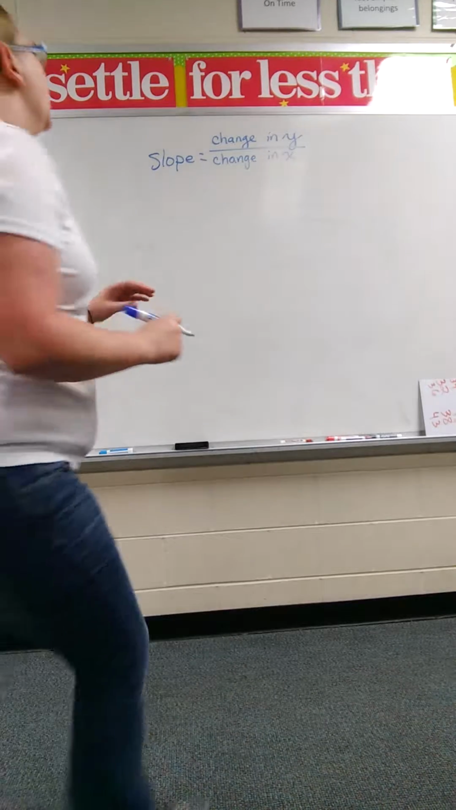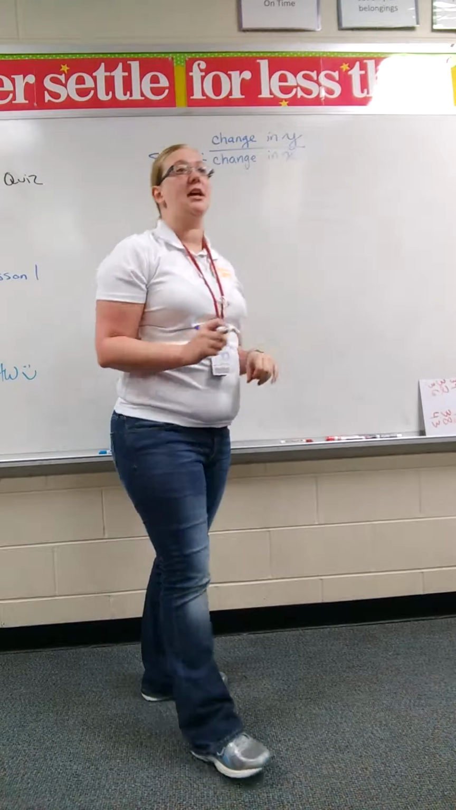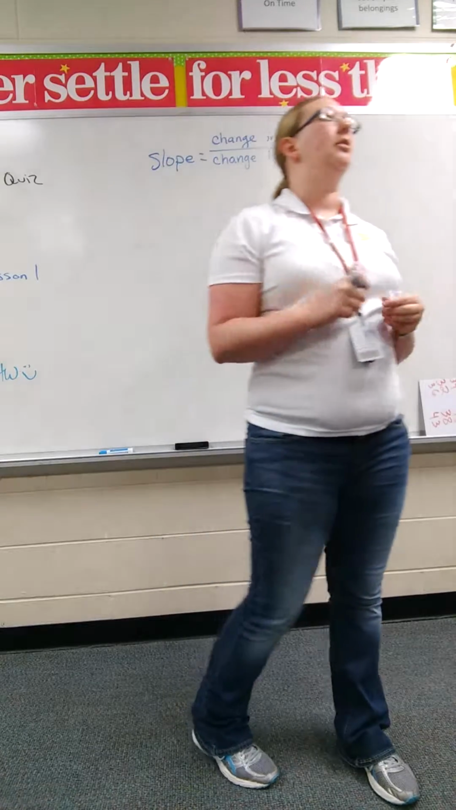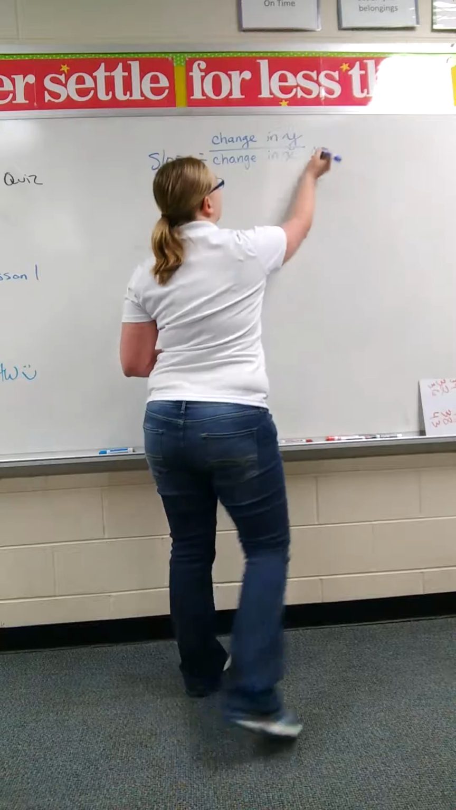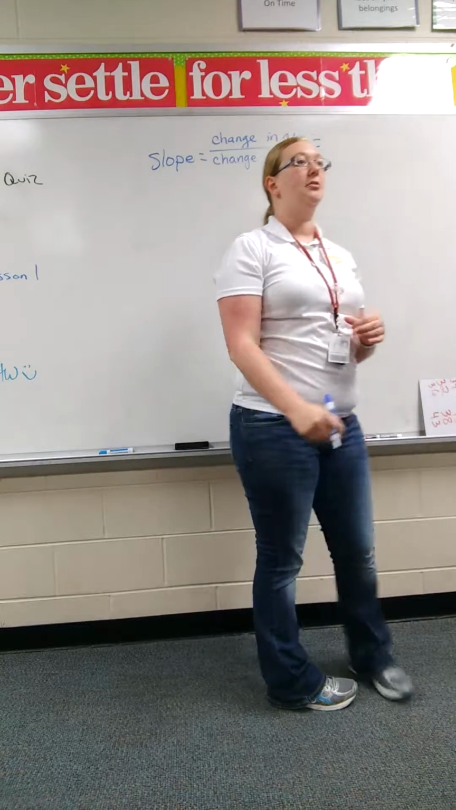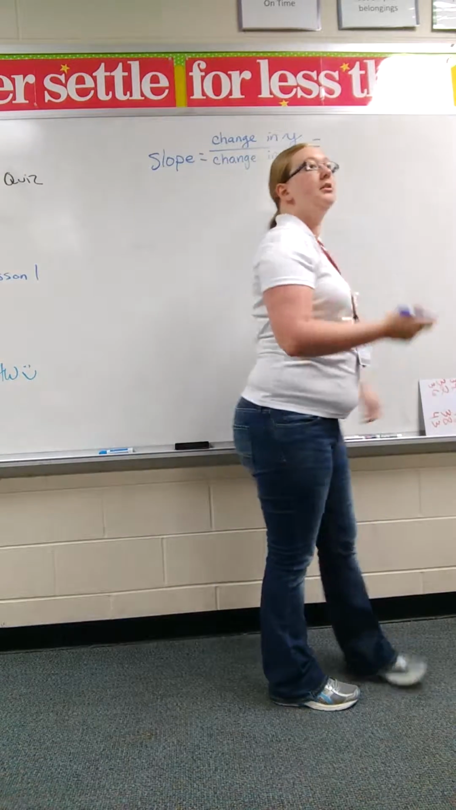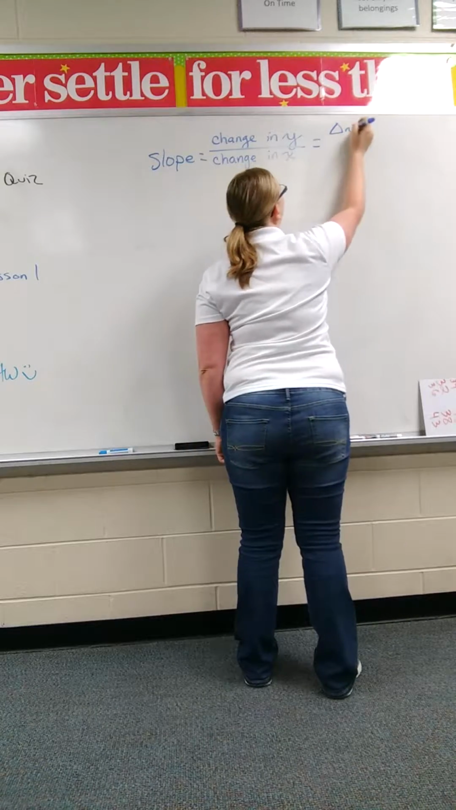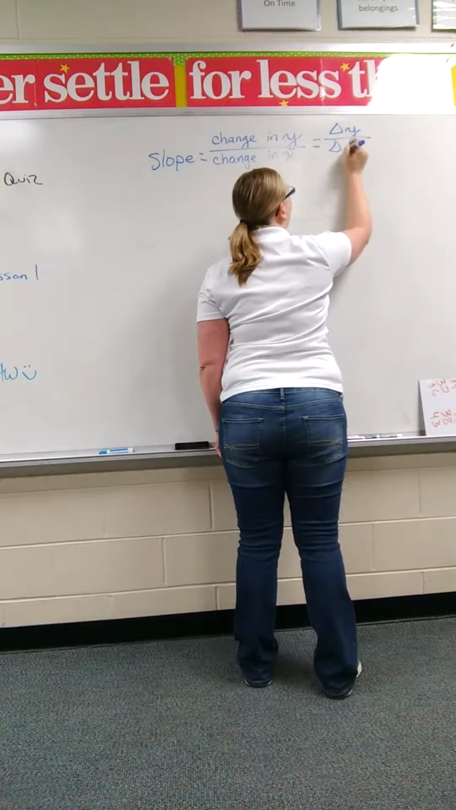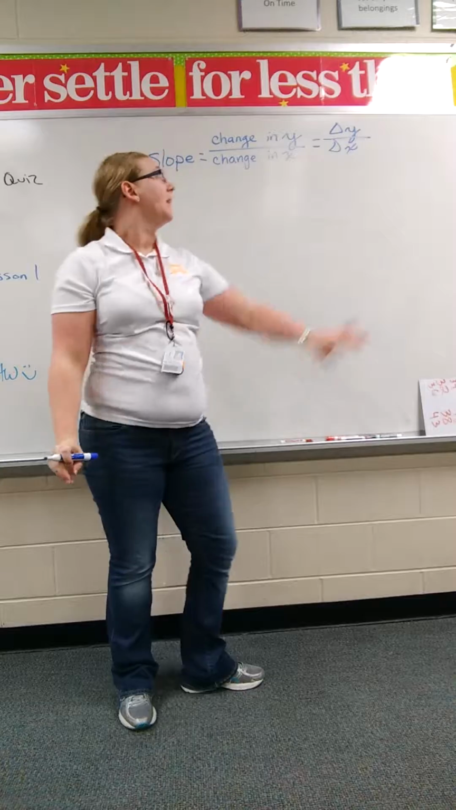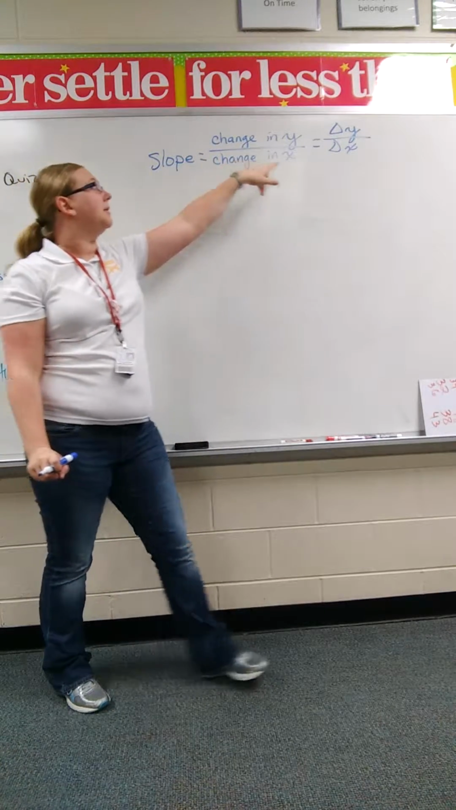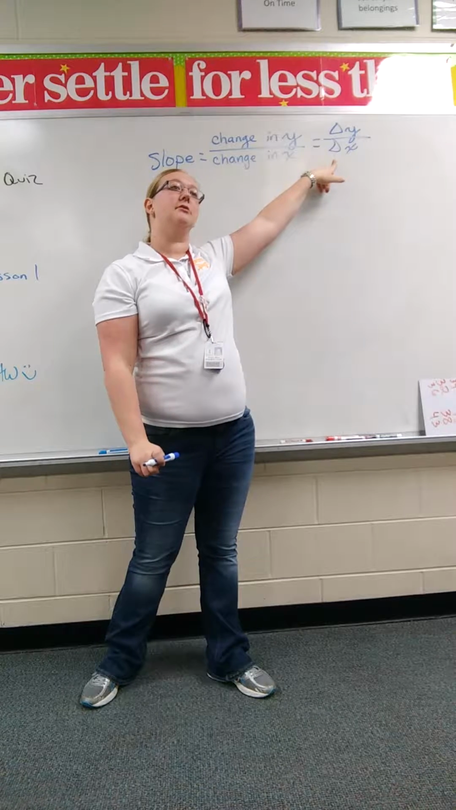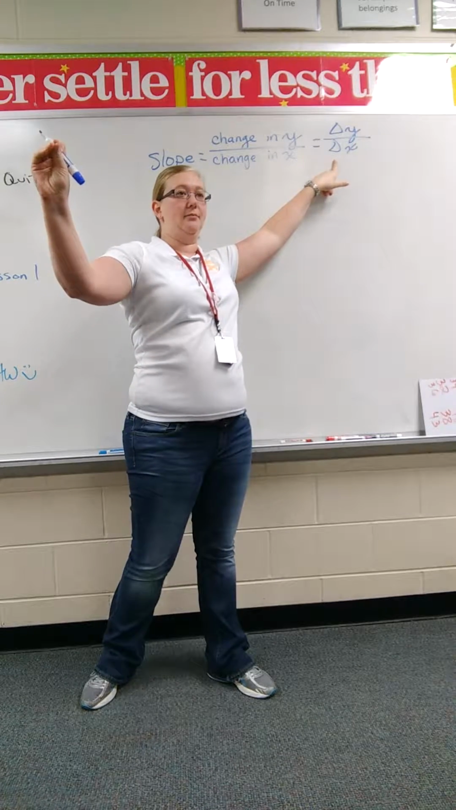Correct. Okay, so instead of writing out change in all the time, there's a Greek letter that we can use instead. And that Greek letter is delta. And delta looks like a triangle. So we can say the triangle y divided by the triangle x. This means the exact same thing as this. But in this instance, we're using a triangle to represent the words change in. Okay?